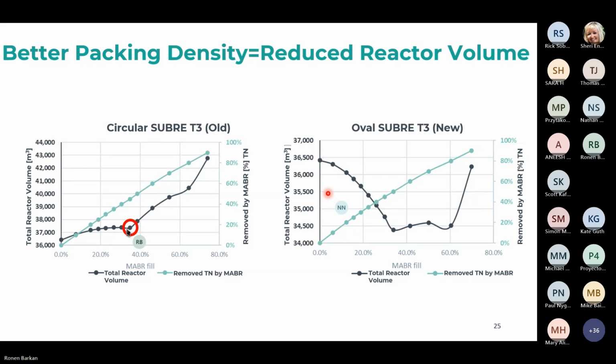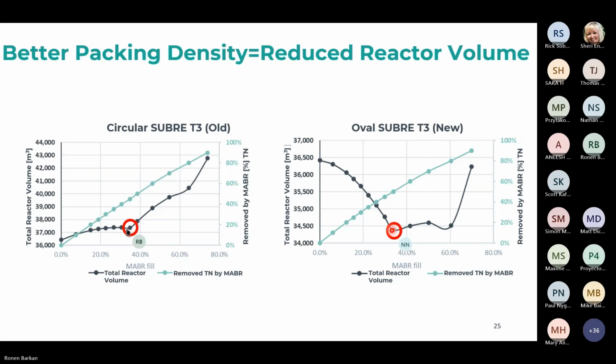So the new oval here demonstrates that we modeled the new packing density with the same parameters, the same graph, but now with more dense membrane. You see the effect of having more MABR in a reactor. Now we flipped the trend, and we're reducing the total volume up to the same point as here, where we slightly increase sometimes.